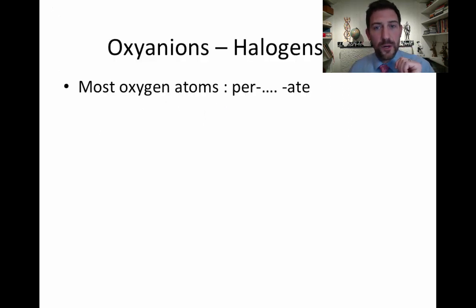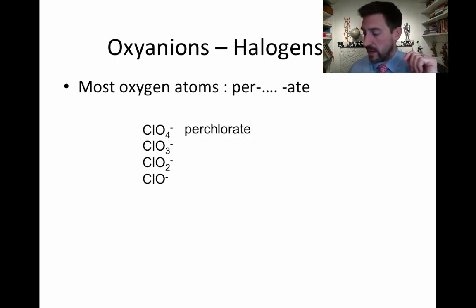Examples. So we've got ClO4 with a negative charge, ClO3, ClO2, and ClO at the bottom. 4 different options that can form when a halogen and an oxygen start to get together. So the one that has the most is going to be perchlorate.